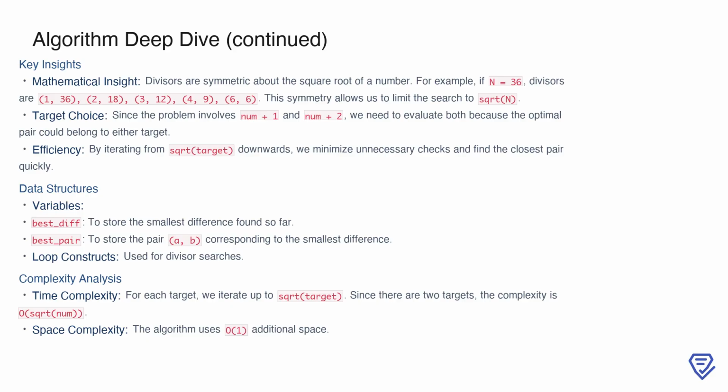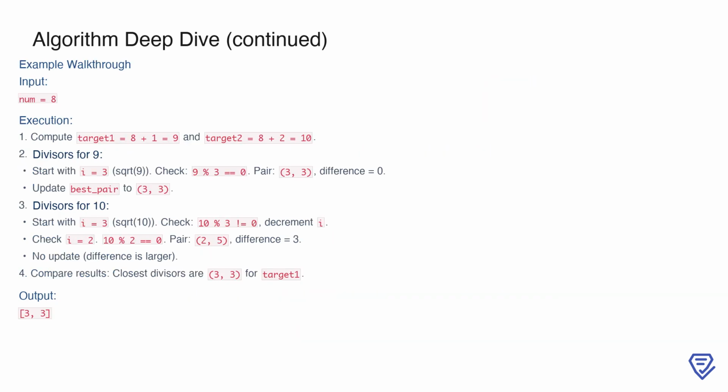The space complexity is 1, because no additional data structures are required beyond a few variables. Let's go through an example to see the algorithm in action. Suppose the input number is 8. First, we calculate target 1 equals 8 plus 1 equals 9 and target 2 equals 8 plus 2 equals 10.